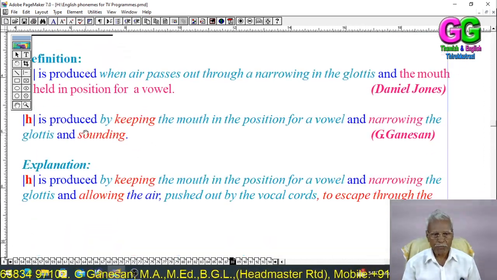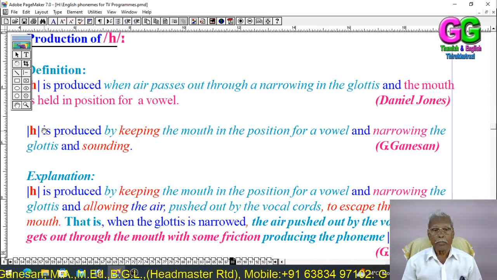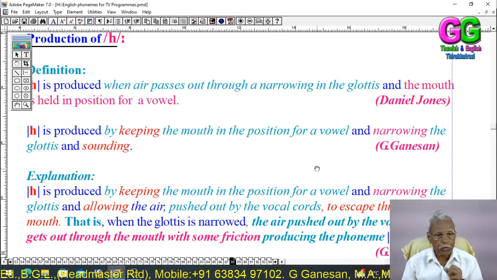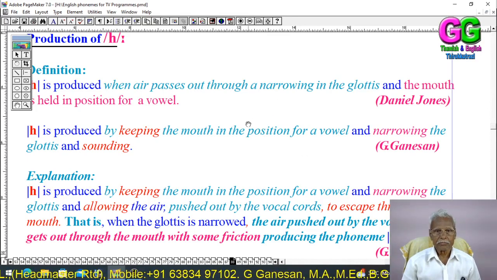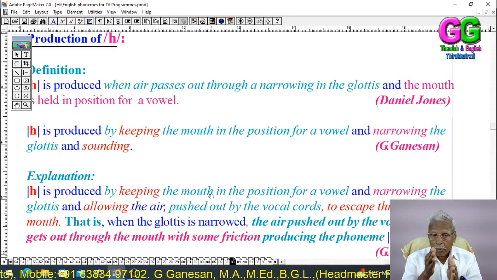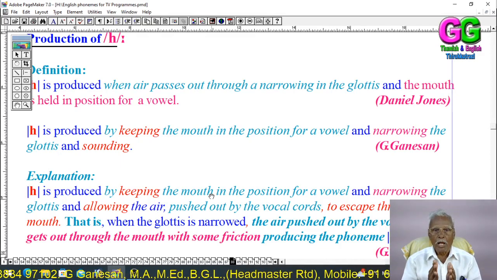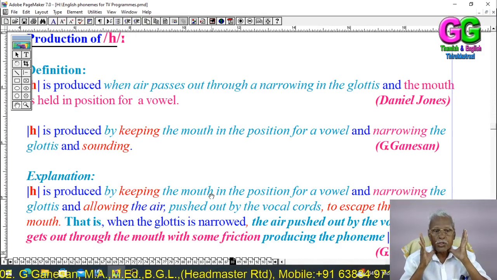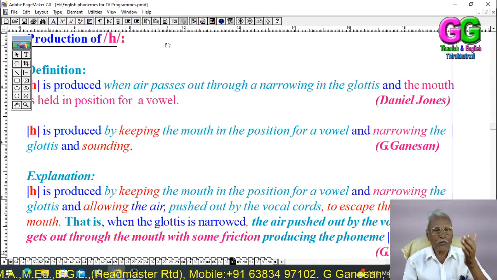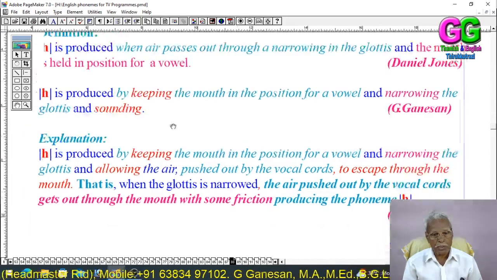My definition: h is produced by keeping the mouth in the position for a vowel, narrowing the glottis and sounding. First let us see the diagram, and then we will come to the explanation.